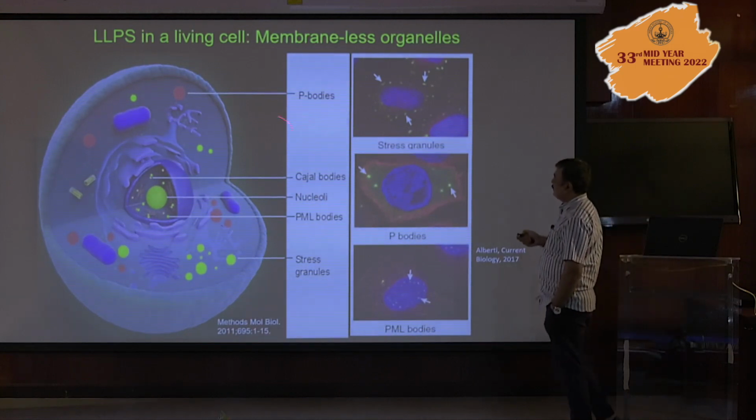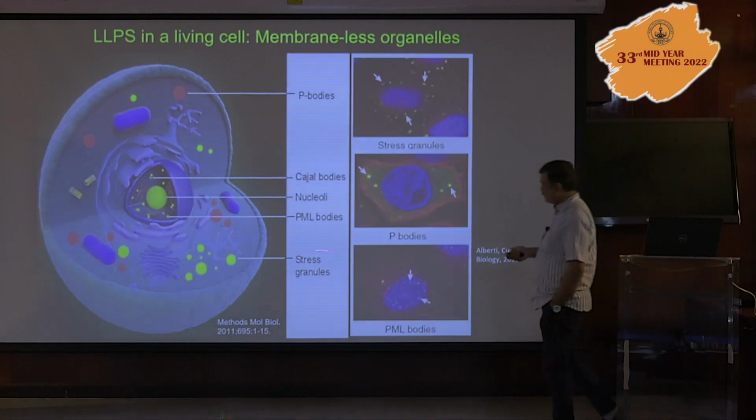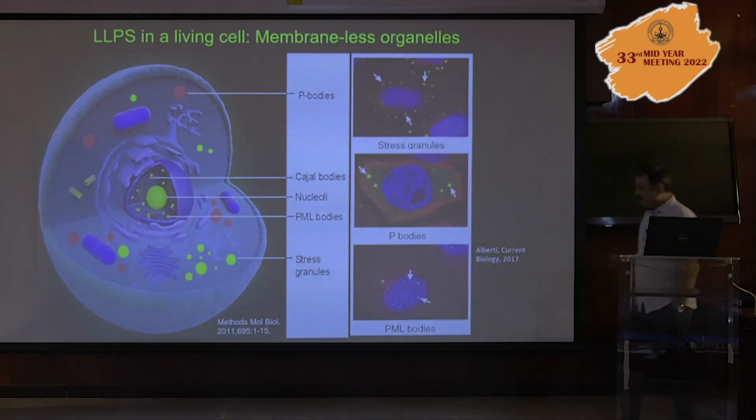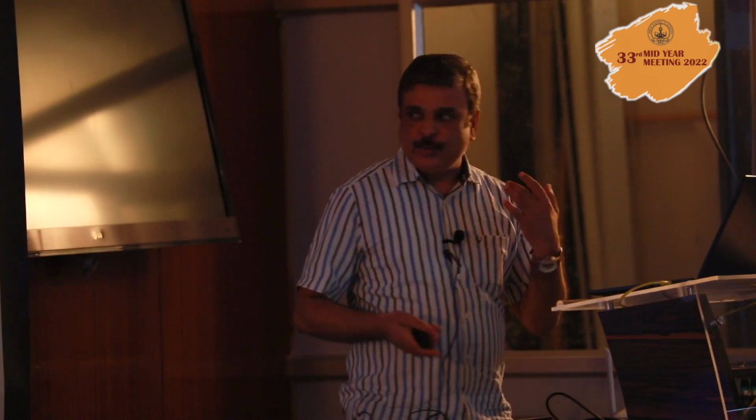Over time, people discovered that many membraneless organelles form due to liquid-liquid phase separation, like P bodies, Cajal bodies, nucleoli, PML bodies, and stress granules, and they all evolved for native functions of the host organisms and cells.